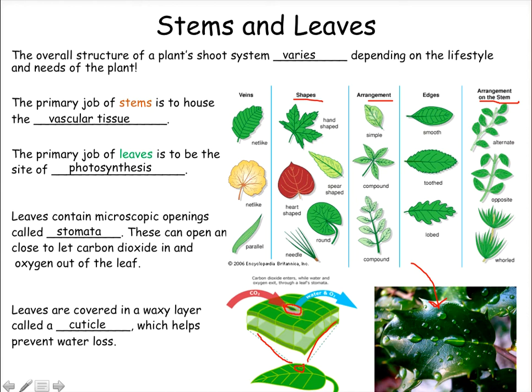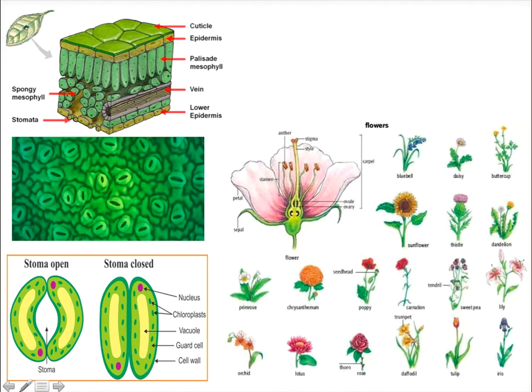Got a couple more photos of this on the next slide. This top one here I've included just to show you a view of the cuticle in a diagrammatic form. It's the darkest green layer on the top of the leaf here. And then this one is from an electron microscope. You can see all the holes there are the stomata. And this diagram here as well kind of shows you how stomata can be opened and closed depending on what the plant needs.